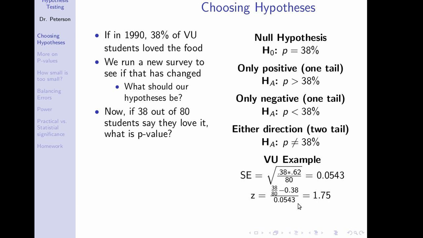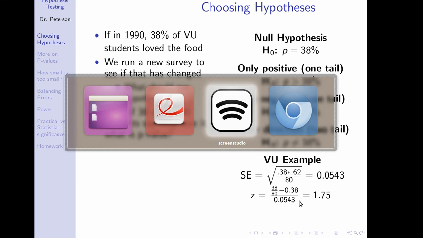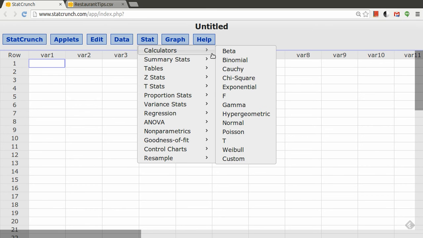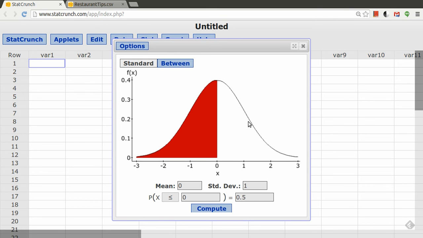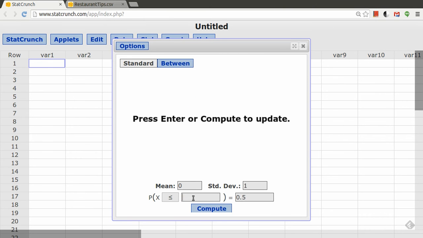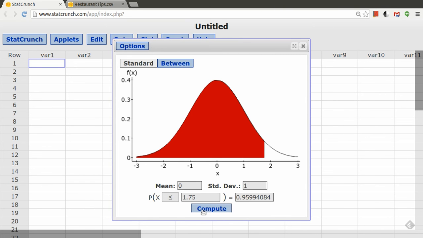Our z statistic is just how different our value is from our null. So 38 out of 80 minus our null of 0.38. We divide that by our standard error, and we get 1.75. Now this is the value we're going to go to StatCrunch and plug in to get a p-value. So if I pop over to StatCrunch and we go Stat, Calculators, Normal. Now I'm going to remind myself of what that value was. It was 1.75. If I plug in 1.75 and click compute, I get this large value of 0.959.